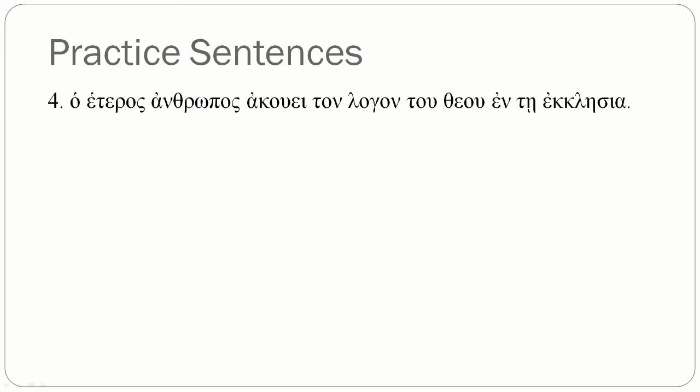One more of these practice sentences. Okay, this one is by far the longest one and the most complicated. But if you piece this out, take your time and piece it out slowly, it should be not too difficult. Okay, ha heteros anthropos akue ton logon tu theu en te ecclesia.